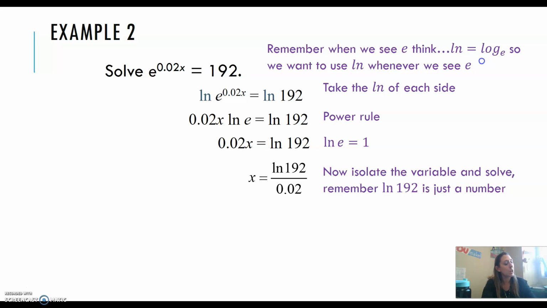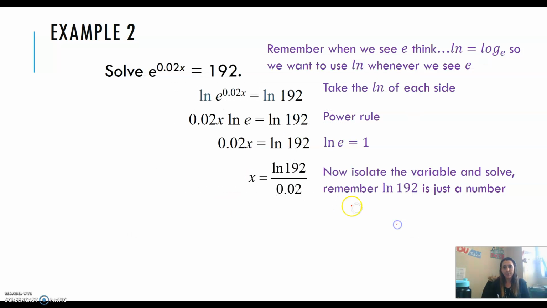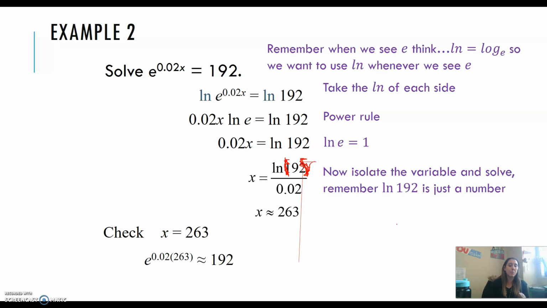So the natural log button is next to the 4. And you're going to type. So the one thing that this is missing is when you type this in your calculator, it's going to give you a parenthesis right here. You need to close the other side of it. I don't know why it looks like that, but you need to close the other side of it and then divide. And so then you end up with x is close to 263. We plug that back in and we get close to 192.